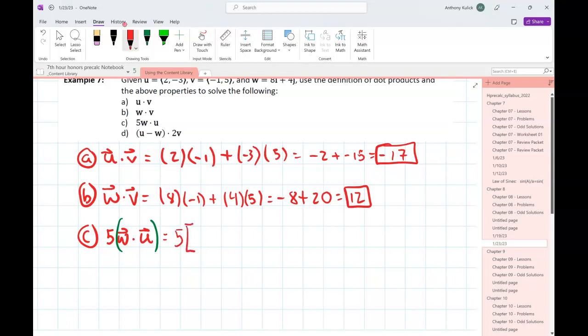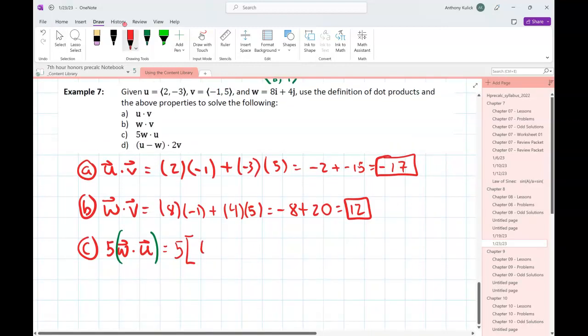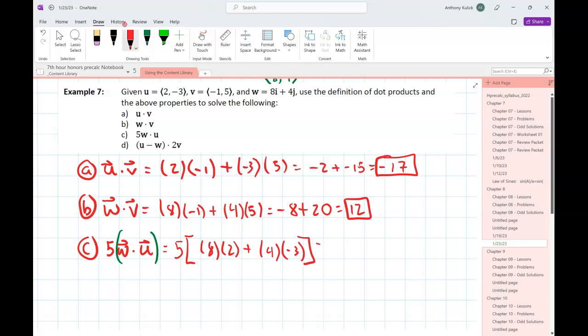So that'd be 5 times, and then I'll do the dot product of w and u. So 8 times 2 plus 4 times negative 3. So 5 times, 16 plus negative 12 is just 4, and 5 times 4 is 20.